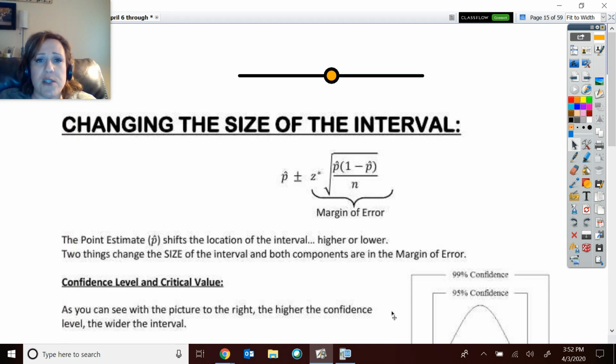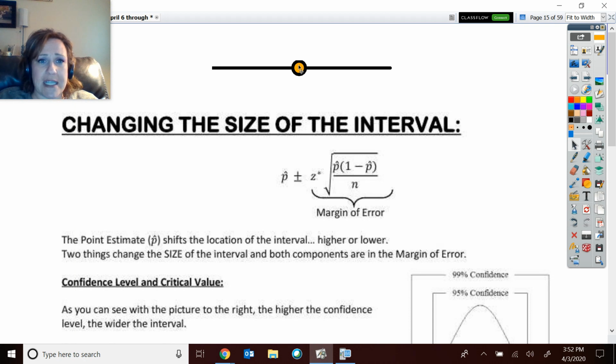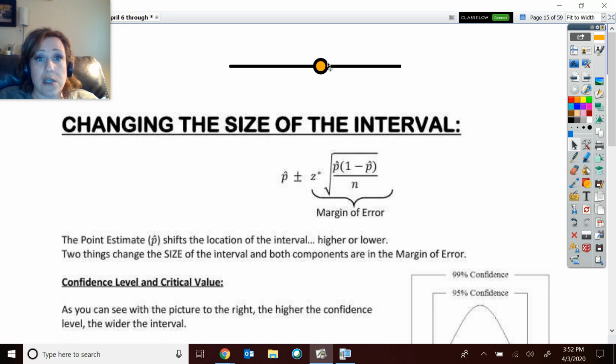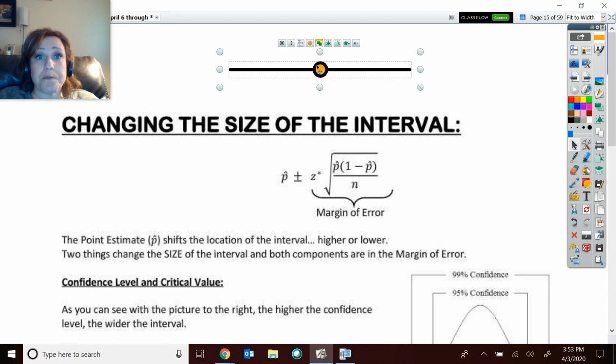So here's a picture of an interval. This is your next page in your packet. Here's our interval with that point estimate in the middle. So in this case, if we had our p hat, that would be right there in the middle. And we want to see what can we do to make this interval smaller or larger. Now, of course, as your p hat changes, then you're shifting those intervals up and down the number line. But changing the size of the margin of error is what's mostly affecting the size of the interval.